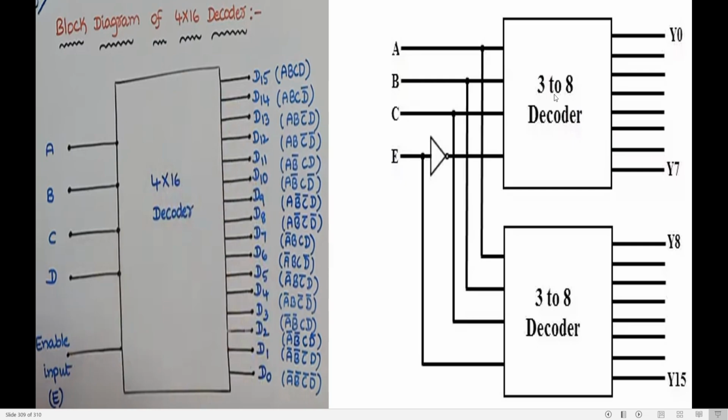Since it is a 3 by 8 decoder, you have 3 inputs and 8 outputs, Y0 to Y7. 3 inputs and 8 outputs, Y8 to Y15. Totally, I need to construct 4 by 16. My 16 outputs are there, Y0 to Y15. So, this is how you construct a higher order decoder using 2 lower order decoders.